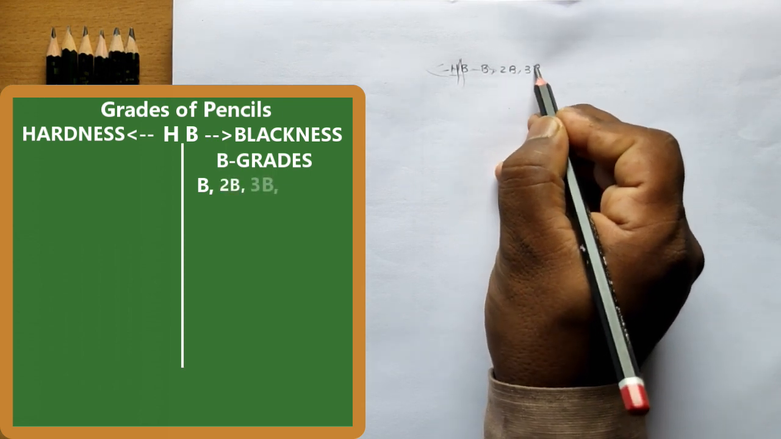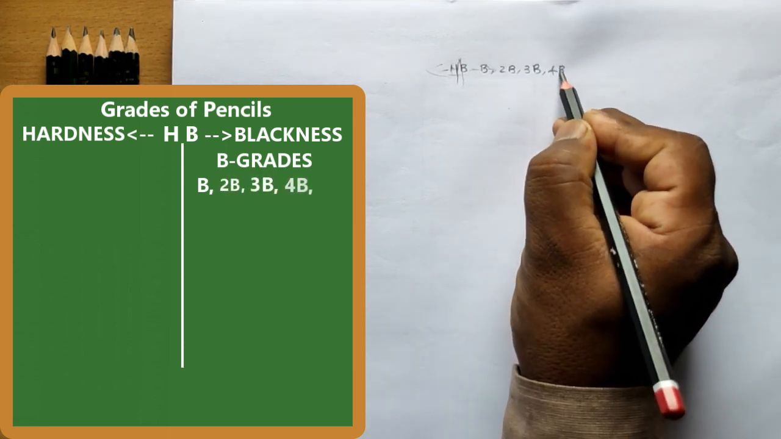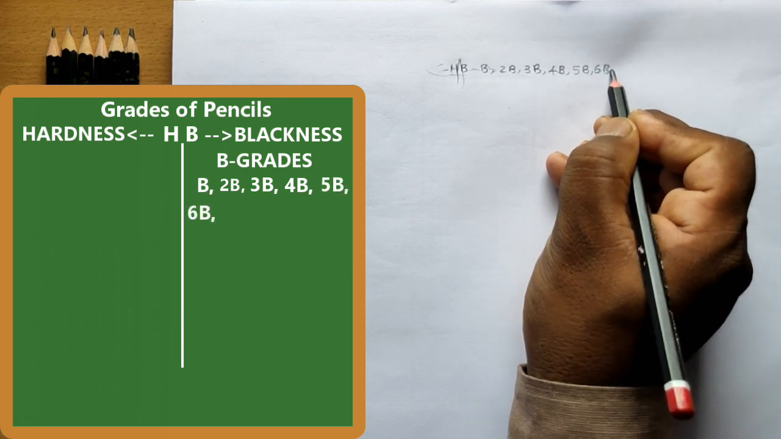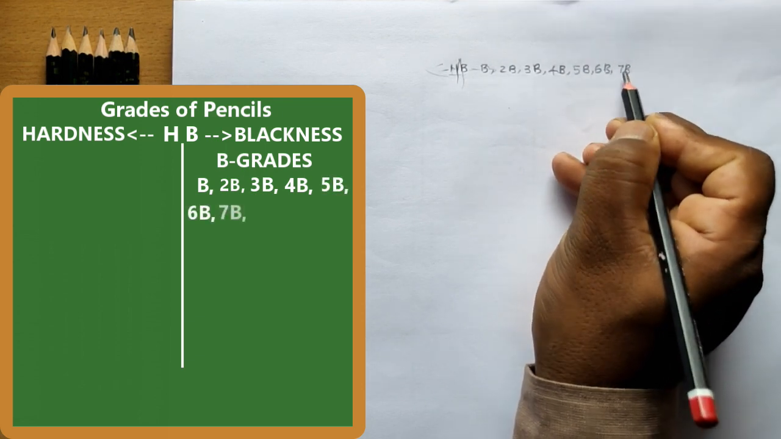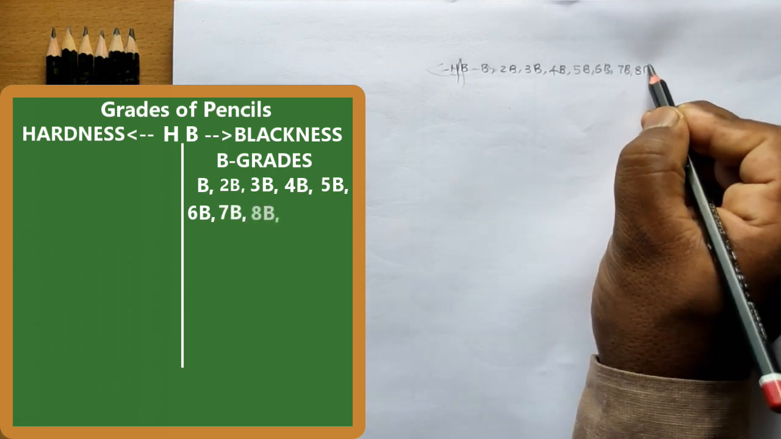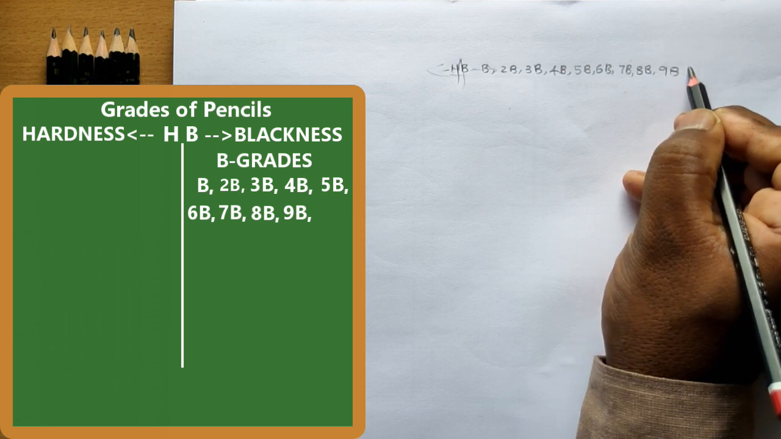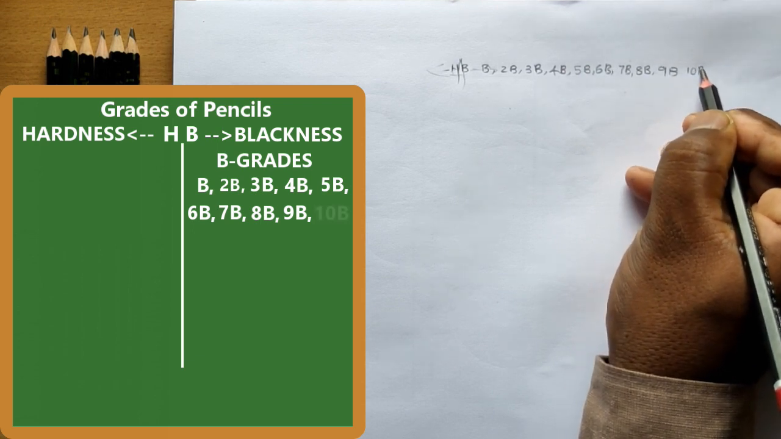2B, 3B, 4B, 5B, 6B, 7B, 8B and 9B. Generally we find up to 9B, or you can say 10B also.